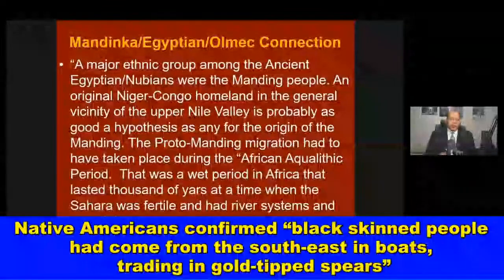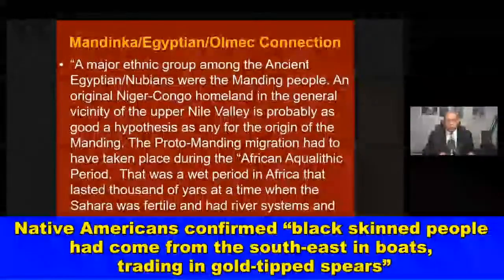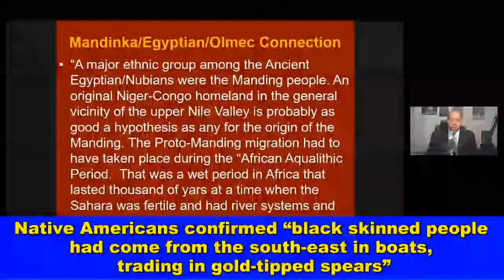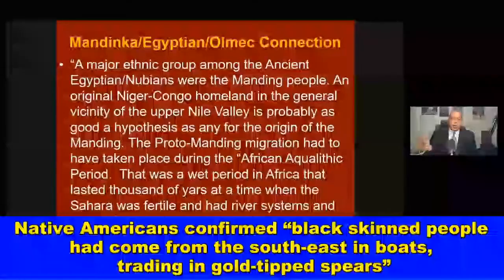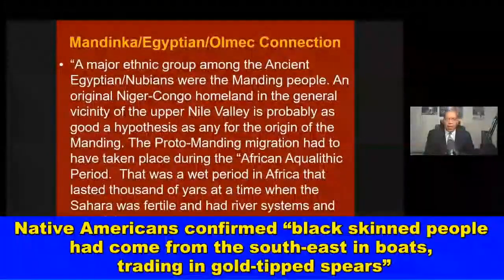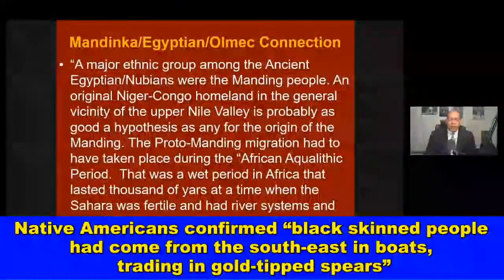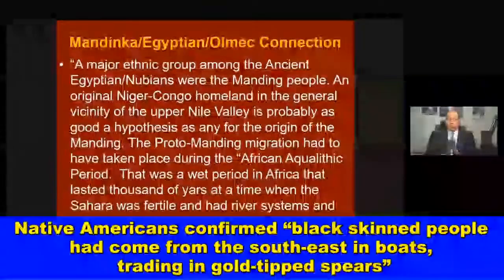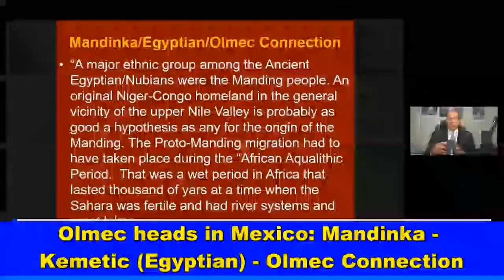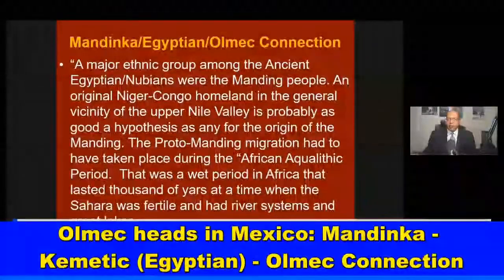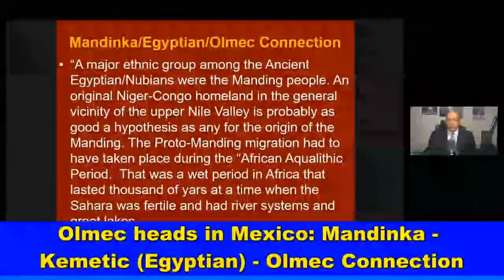He said, quote, "A major ethnic group among the ancient Egyptian Nubians were the Manding people. An original Niger Congo homeland in the general vicinity of the Upper Nile Valley is probably as good a hypothesis as for the origin of the Manding. The Proto-Manding migration had to have taken place during the African Aqualithic period. That was a wet period in Africa that lasted thousands of years at a time when the Sahara was fertile and had river systems and Great Lakes.